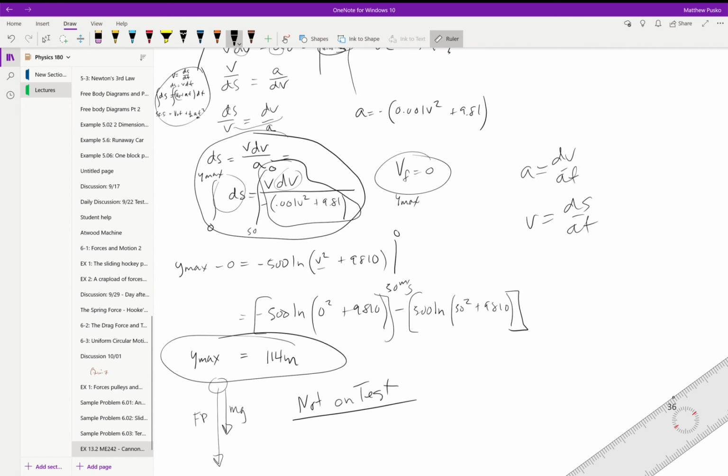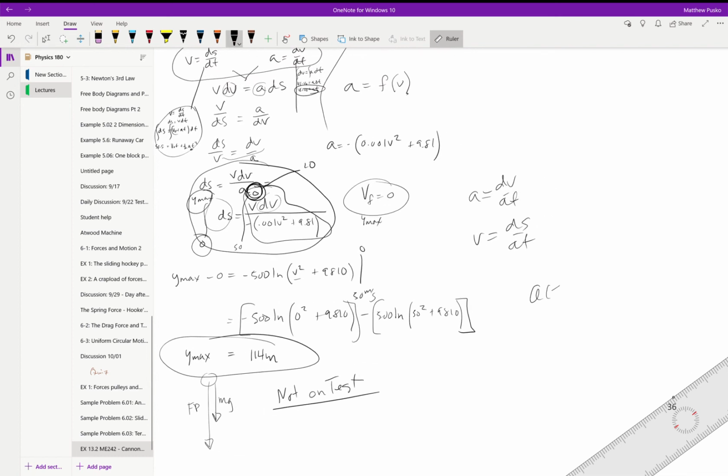So if it was launched at 50 meters per second, and we wanted to know how high was it when it was going 10 meters per second, we just put a 10 here. We could have integrated knowing y max and knowing where it started from and gotten the velocity. So acceleration is not always constant, is the message I'm trying to say. It typically isn't. So just know when to be on the lookout for it.